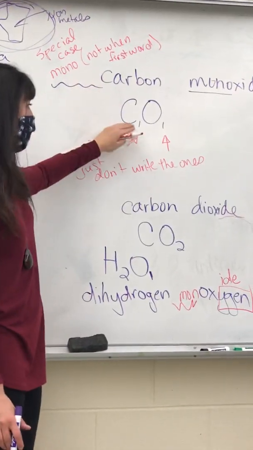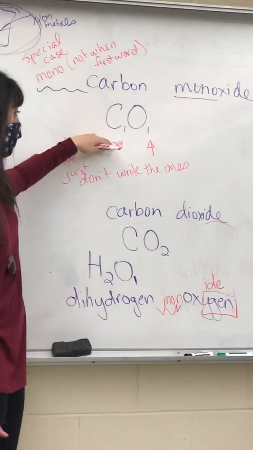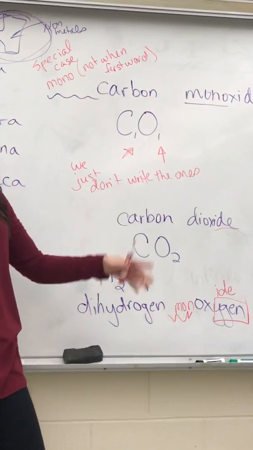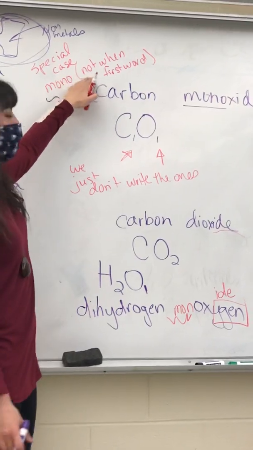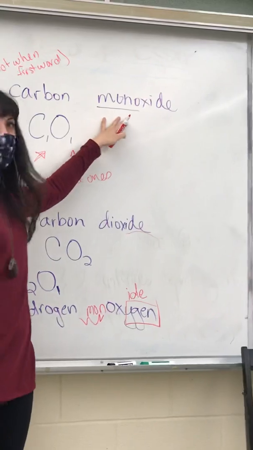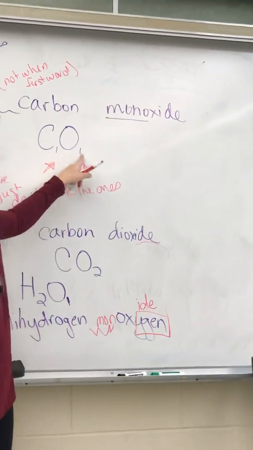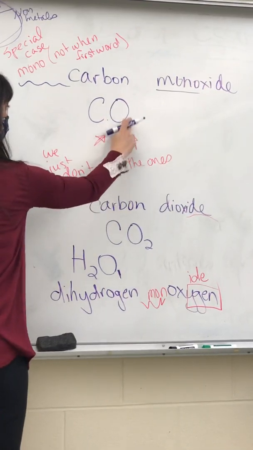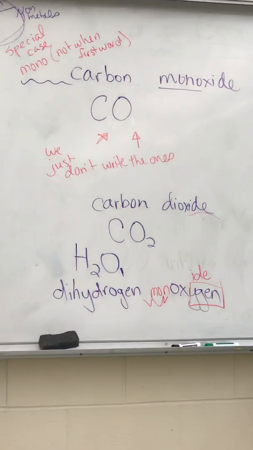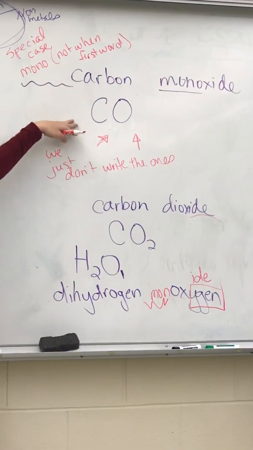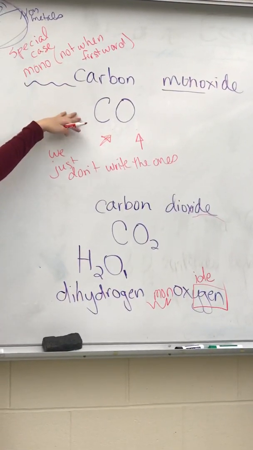When it doesn't say how many there are, you know that means one. So monocarbon is what we would normally say, but it's like French verbs where there are exceptions to everything. When it's the first word, we don't put mono. When it's the second word, we do put mono. That means there's one each, but we don't write the ones. So when we see our molecular name, it looks like this, and the chemical formula looks like this.